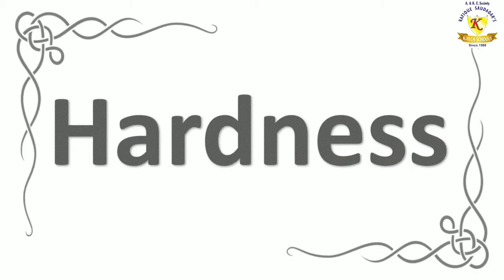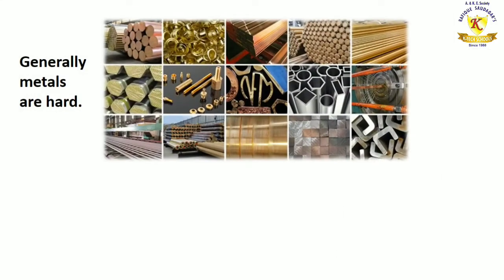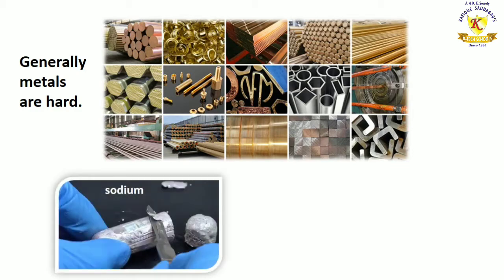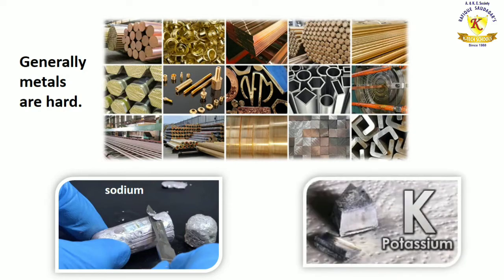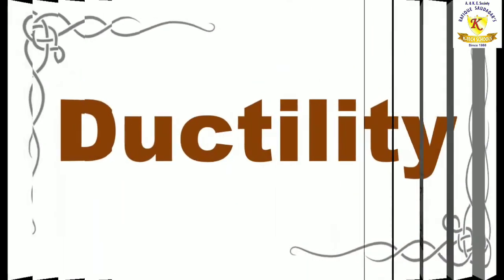The third property of metals is hardness. Generally, metals are hard, but there are some exceptions. Sodium and potassium are soft and can easily be cut by a knife. Let's see the next property.